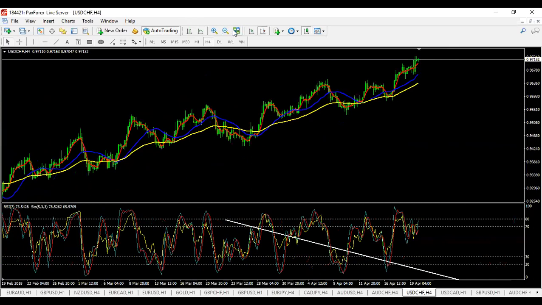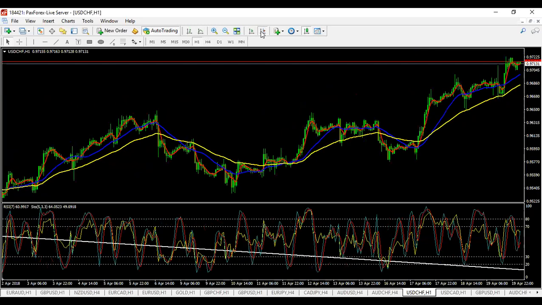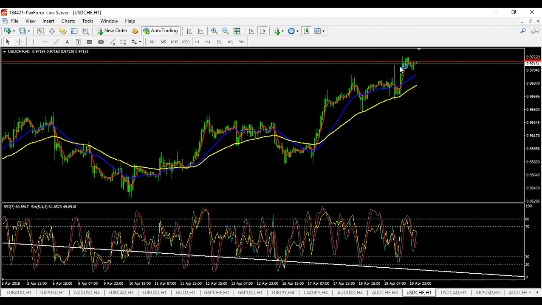All of this. That's H4. Let's go to H1. Look at the movement. Look at the movement. Shot right up. Let's look at another example.